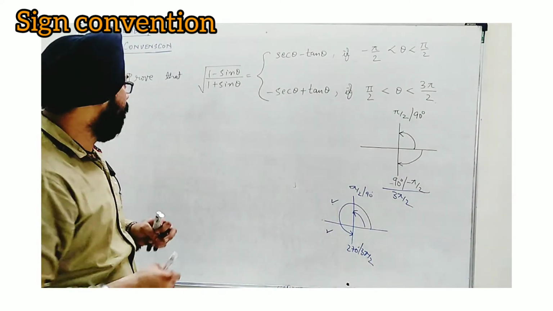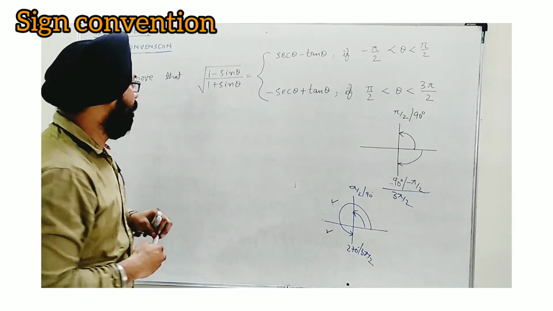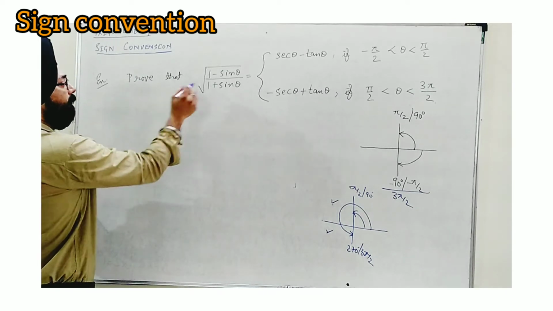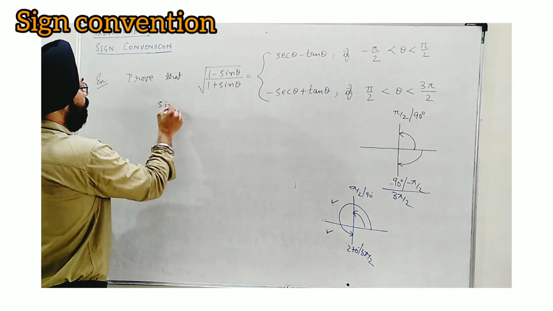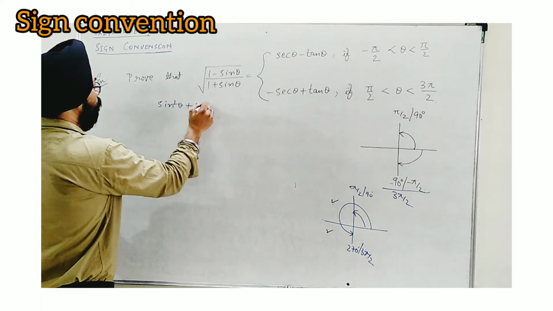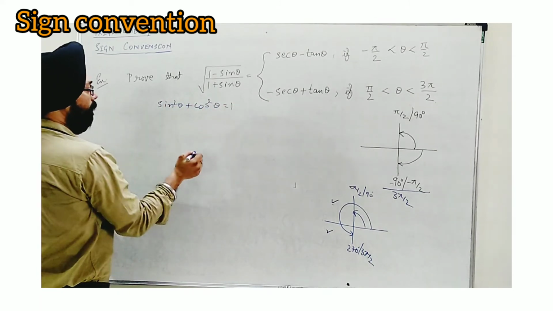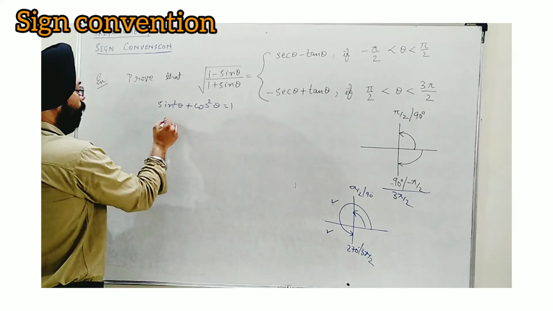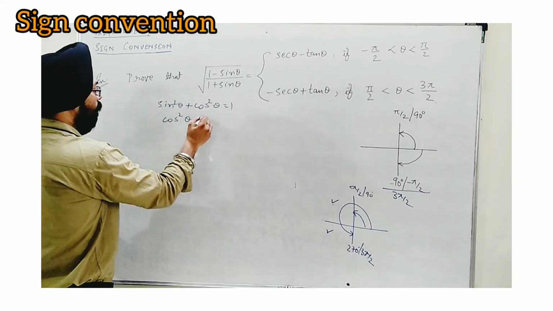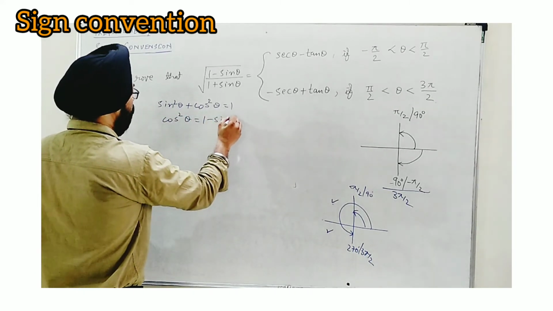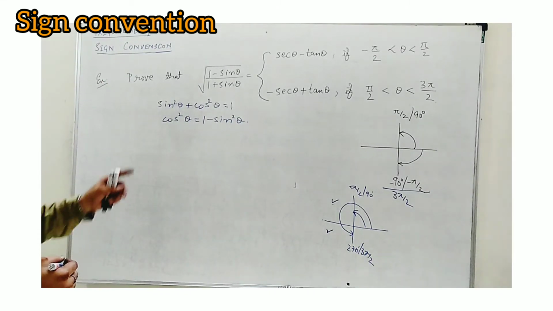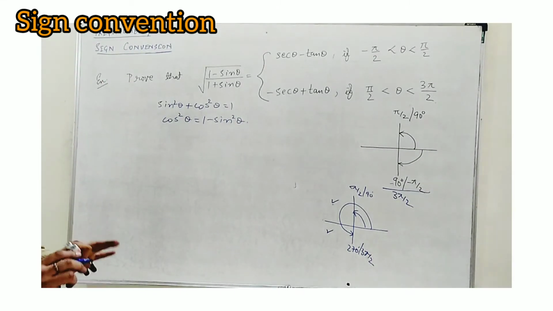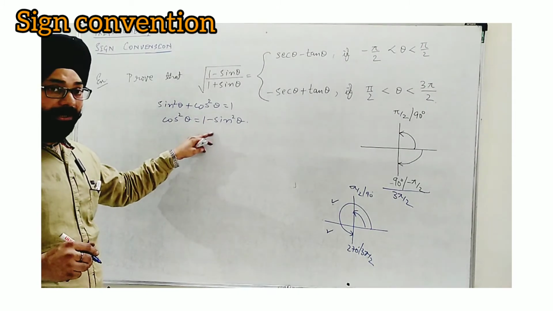A very common method was to rationalize. We will take help of one identity here. We know that sine square theta plus cos square theta is 1. Shifting that side, cos square theta is equal to 1 minus sine square theta. This one all 10th standard students know very well, and we can apply this anywhere.